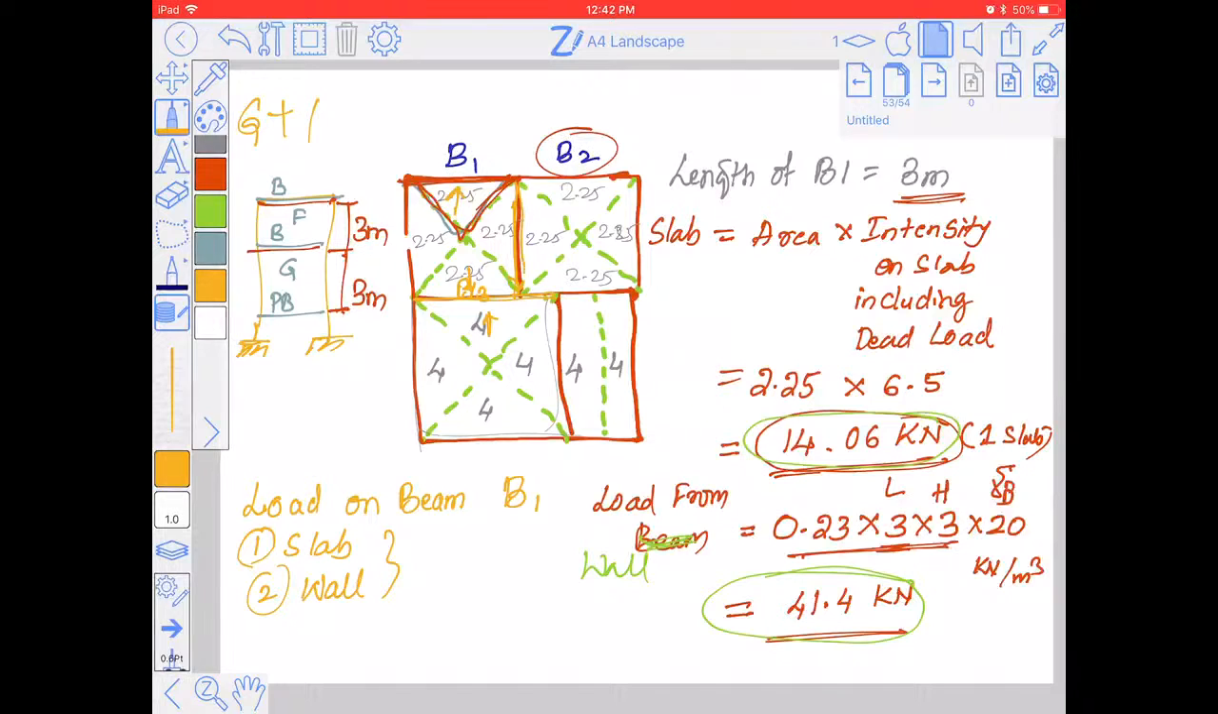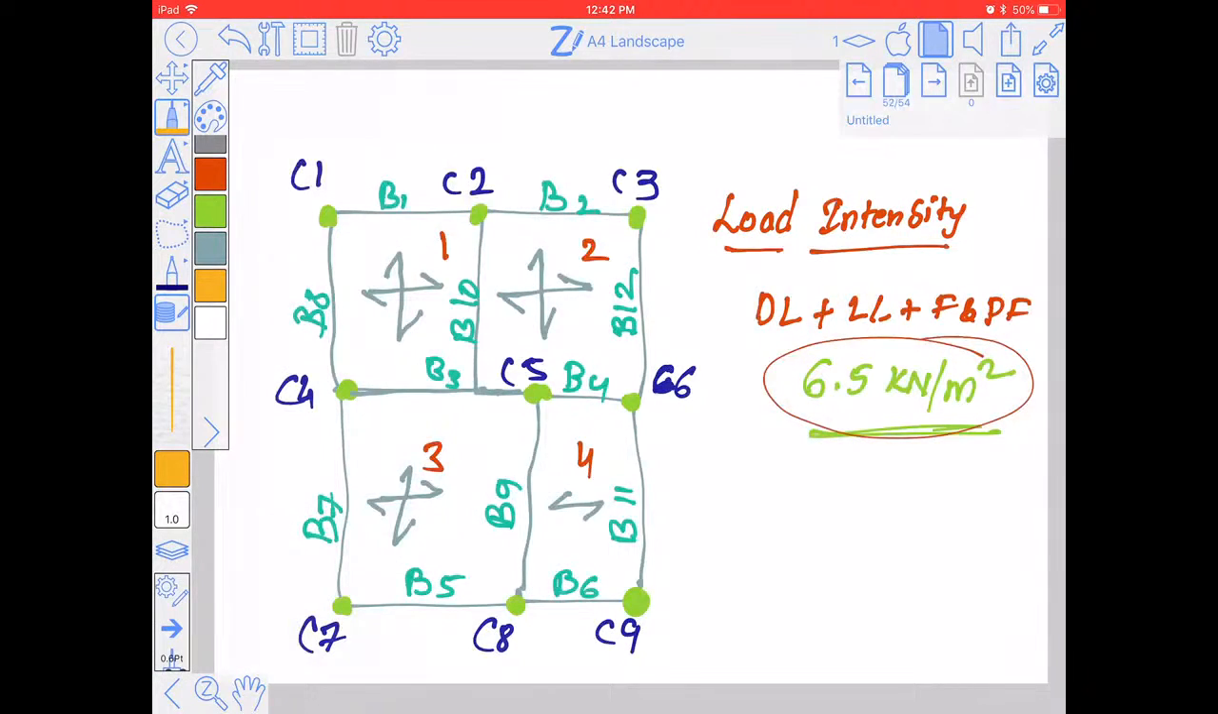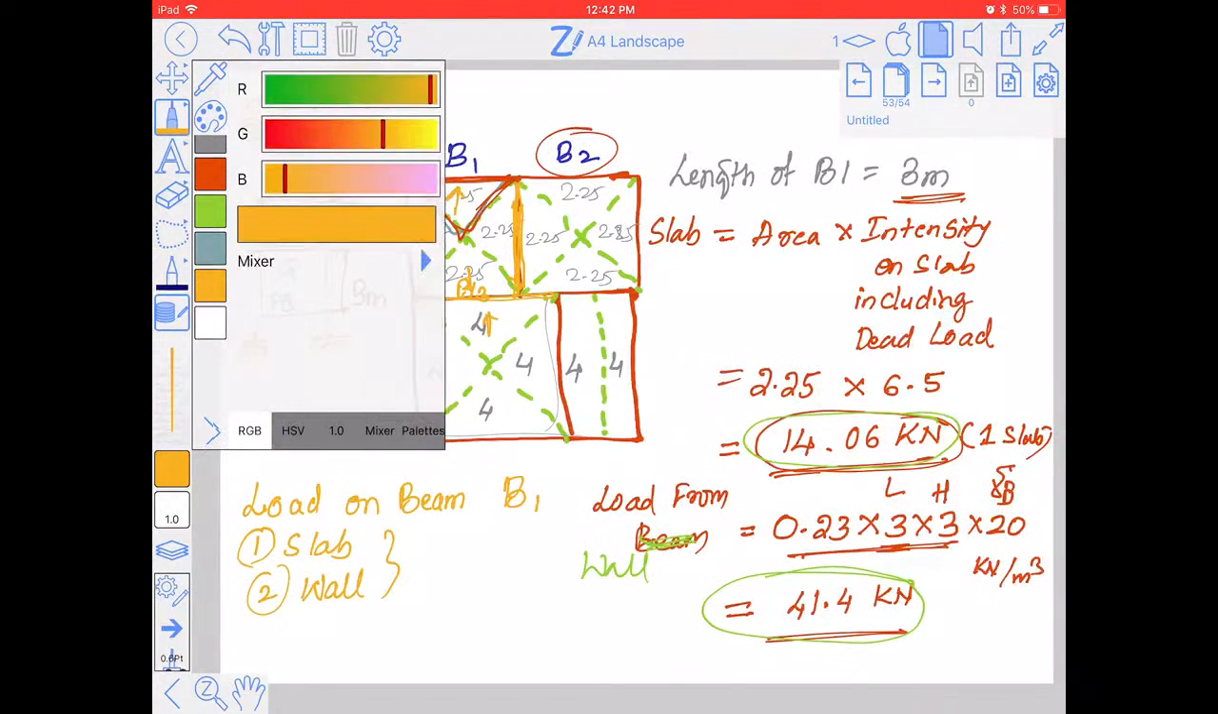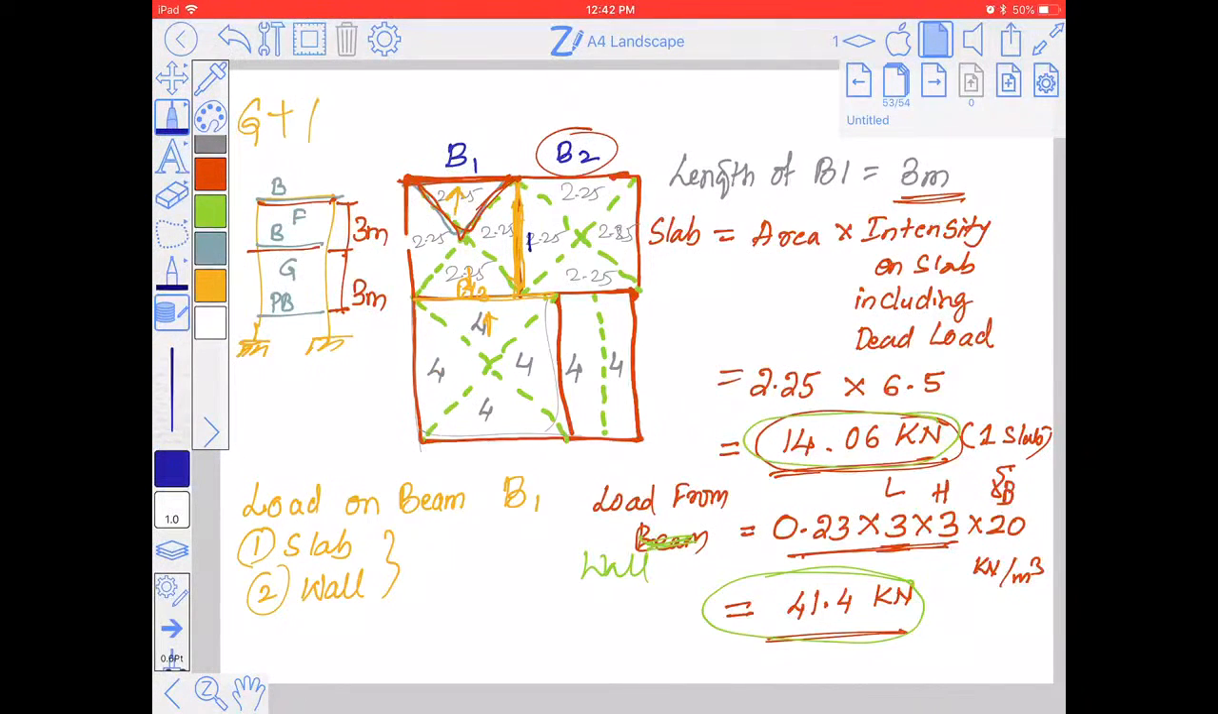Before that, I need to find the load on this B1. How much is it? This is B1, B2. What is B10? I need to find the load on B10, right? So here I will be finding the load on B10. Can you please work out and tell me the value?